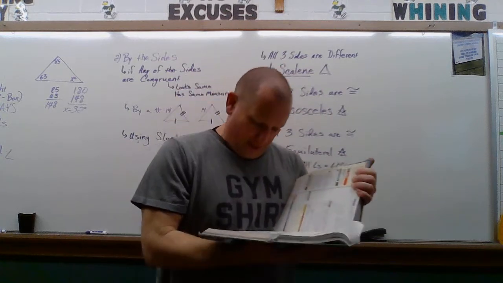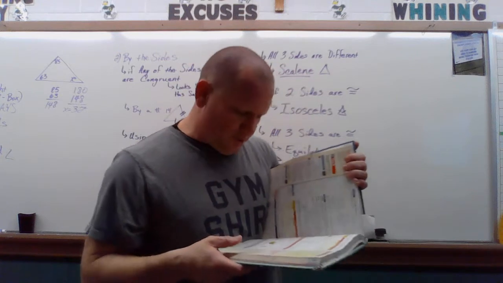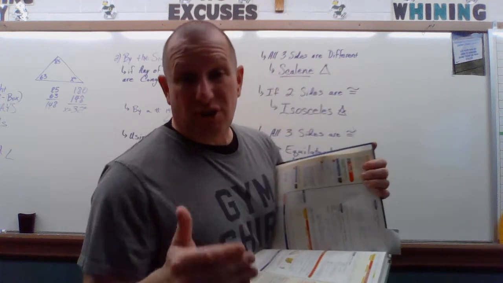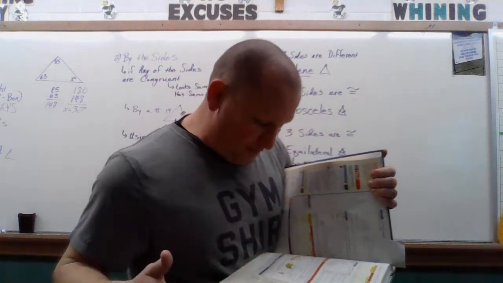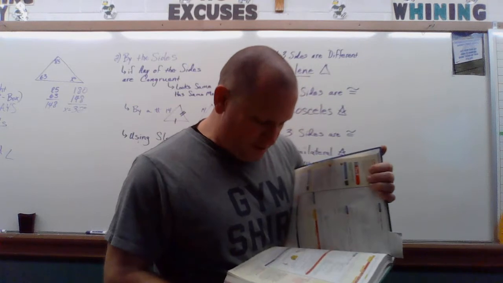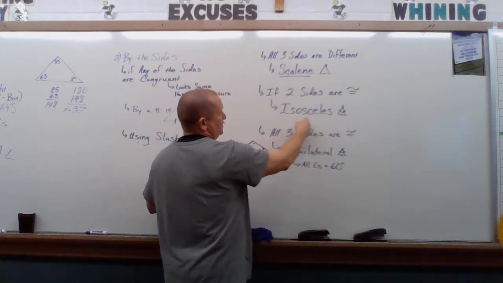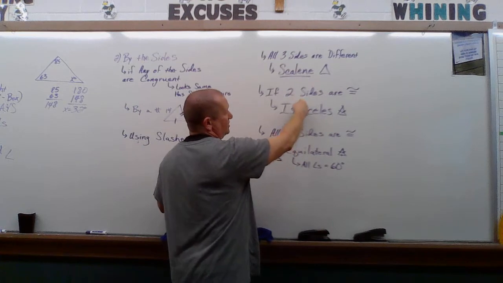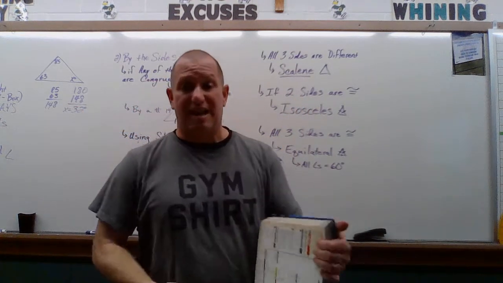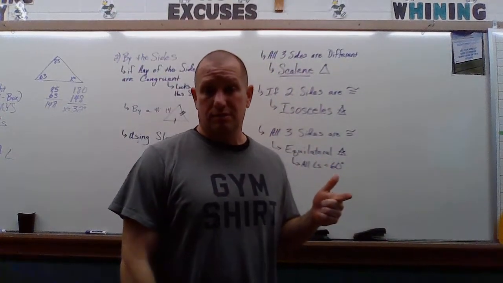All right? And then last but not least, if I look at number 9, notice I have 75, 75, and 30. Again, if the angles are the same, the sides opposite of them should be the same. And notice in this case they are because they have the little slashes. So if I have two slashes, I know that I have an isosceles triangle. And then because all of my angles are less than 90 degrees, I have an acute triangle. So it would be an acute isosceles triangle.